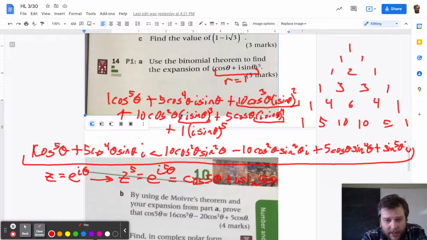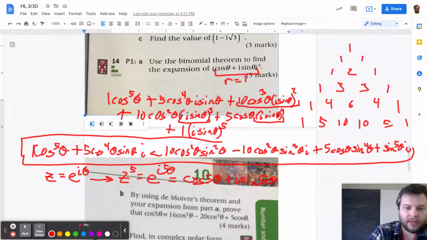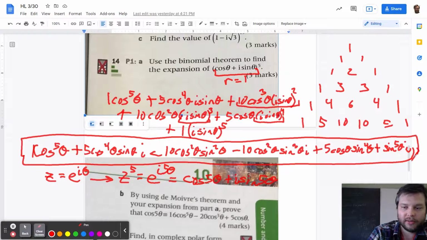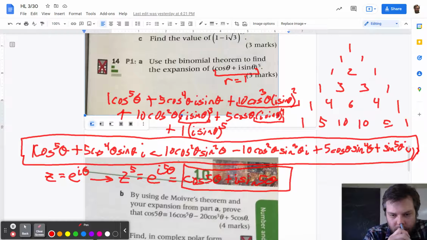And that's what z to the fifth is equal to. And so my original expansion, this whole long line, is also equal to z to the fifth, as well as this is equal to z to the fifth. And so what I should be able to do then is equate the real parts of those and equate the imaginary parts to prove the identity that I'm asked to find.